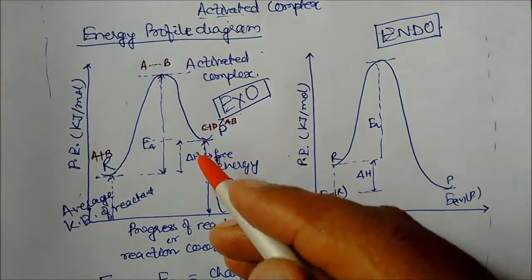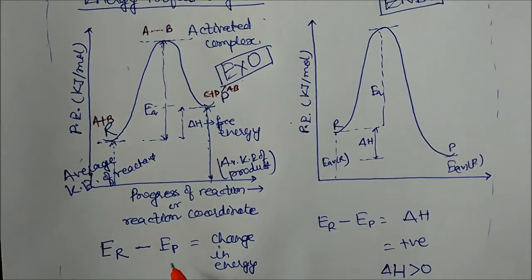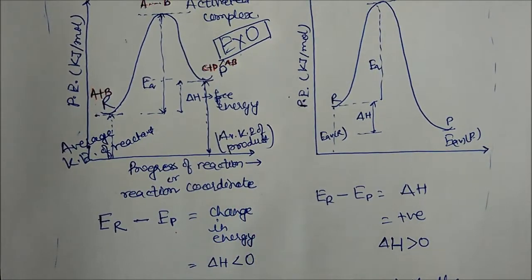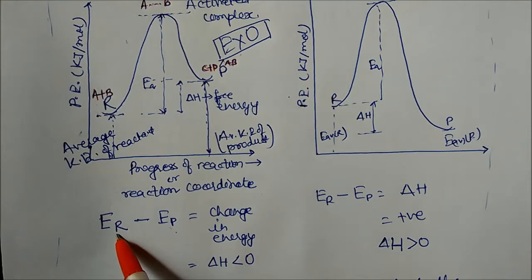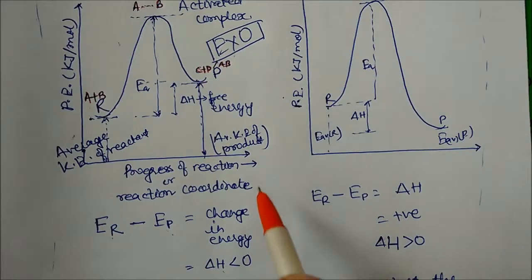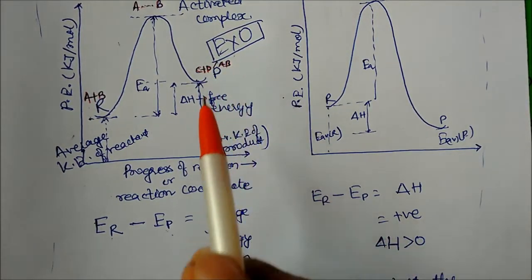So if you take the energy of the reactant minus the energy of the products, that is called the change in energy, and this change in energy is called delta H. So here the energy of the product is more and the energy of the reactant is less. So if you subtract this energy, we will get the value of delta H. This triangle is called delta, and delta H is less than 0, negative. So the negative symbol will tell you it is an exothermic reaction.